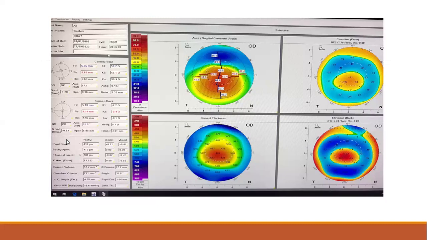I can see the thinnest location and the pachymetry apex. The thinnest location is 401 micron. The pachy apex is 410. It is shifted around 9 micron, which is more or less suspicious. So basically, what is your diagnosis? What is this? This boy has, I think, keratoconus grade.